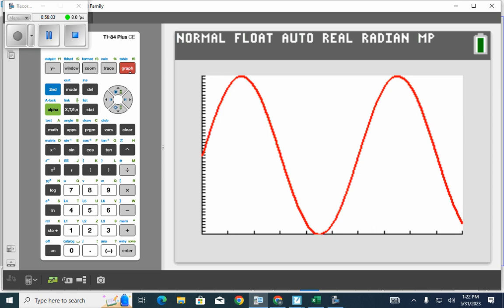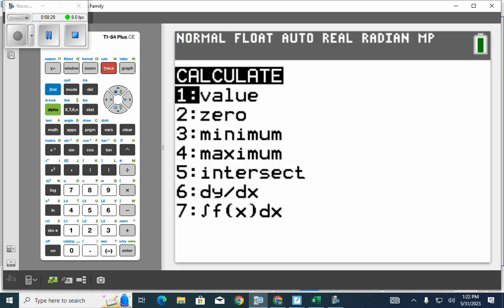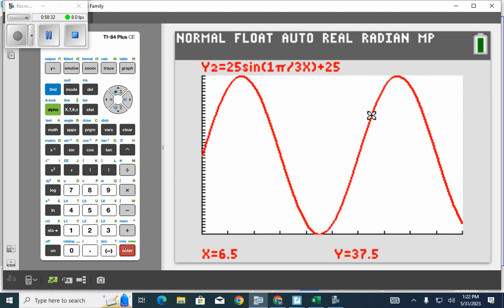So the question says, this is part D, how far to the nearest 0.1 centimeters is the nail above the ground after 6.5 seconds? So 6.5 seconds, is that an x value or a y value? X, it's a time, right? Because time is here. So pick number 1, 6.5 seconds. So it's 37.5 meters off of the ground. Or feet or whatever units we're using here. Oh, centimeters. 37.5 centimeters off the ground. Yeah, it's not meters. I'm an idiot.